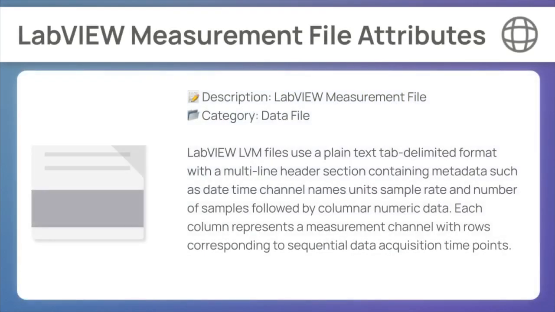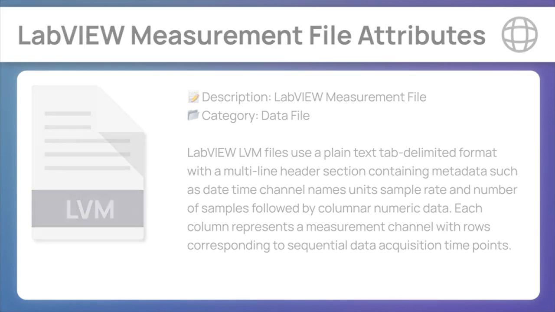LabVIEW LVM files use a plain text tab-delimited format with a multi-line header section containing metadata such as date-time, channel names, units, sample rate, and number of samples, followed by columnar numeric data. Each column represents a measurement channel, with rows corresponding to sequential data acquisition time points.